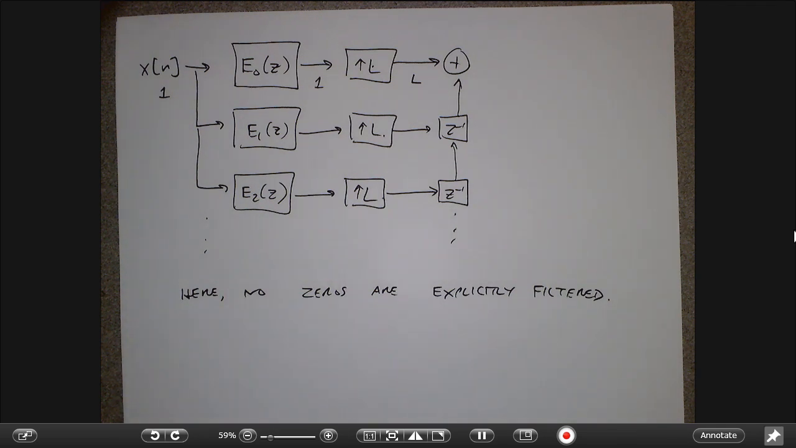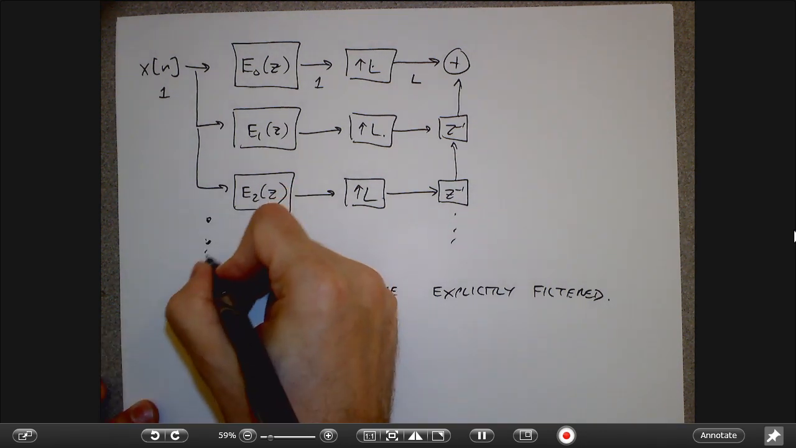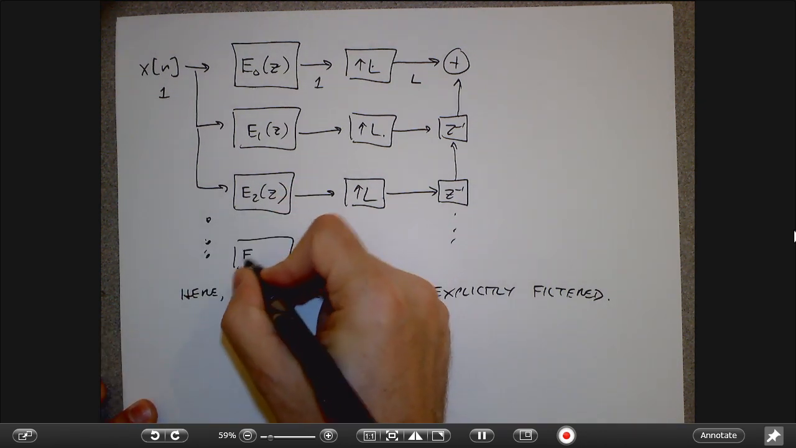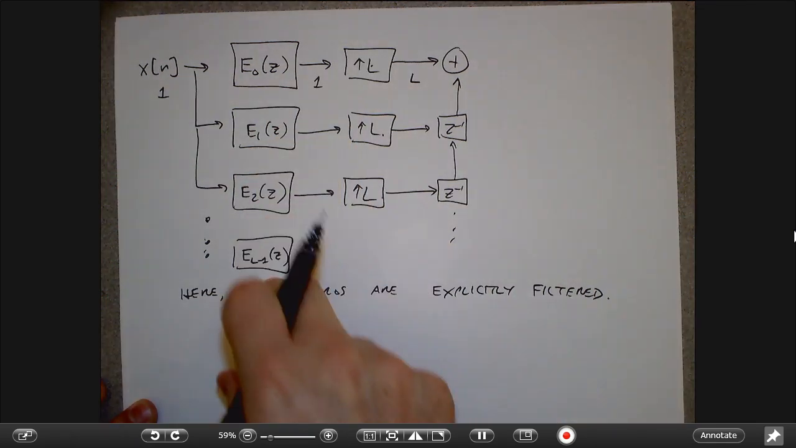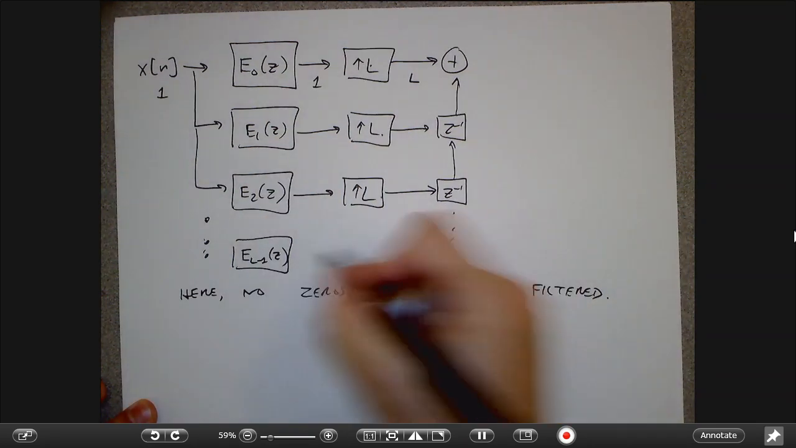So questions about polyphase, multirate stuff? Yeah? Just clarify real quick. That continues on until E sub L minus 1. Yes, right. So these dot, dot, dots go all the way down to E sub L minus 1 of Z, right? Because I have basically L shorter filters, right? Yeah.